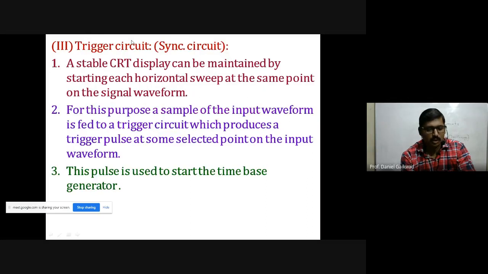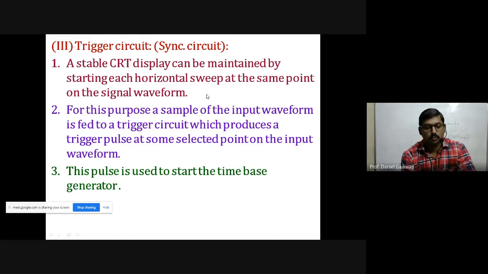Now check carefully the third part, the trigger circuit. A small portion of the vertical signal is connected to the trigger circuit. A stable CRT display can be maintained by starting each horizontal sweep at the same point on the signal waveform, so a stable waveform will be generated on the CRO. Suppose a sine wave is displayed on the CRO; for that there should be a matching of the time base and the corresponding trigger.